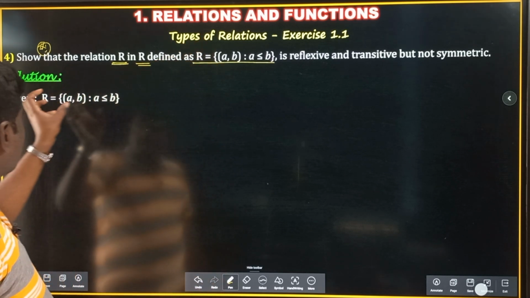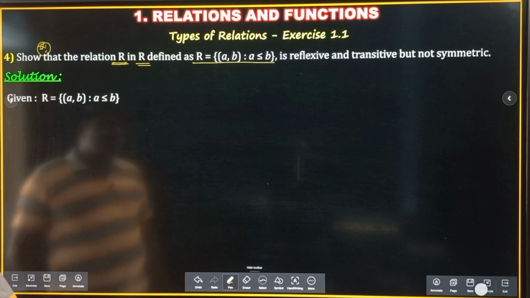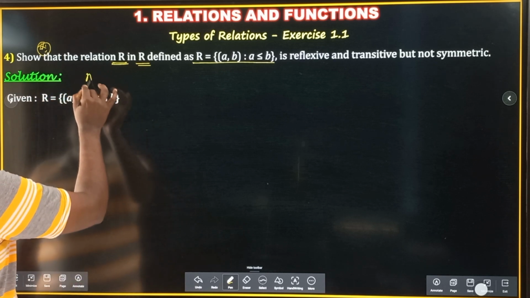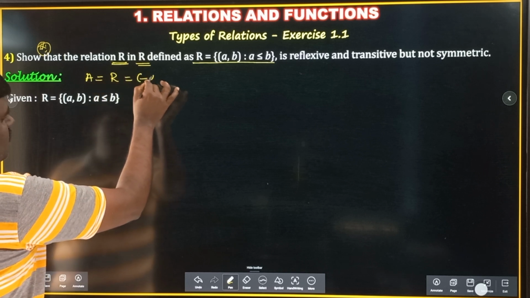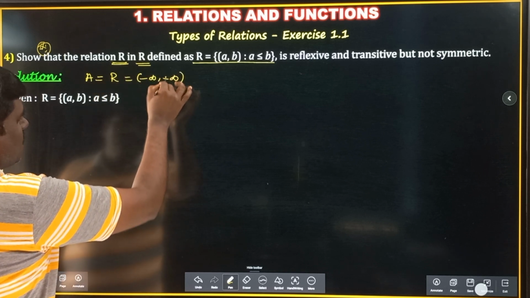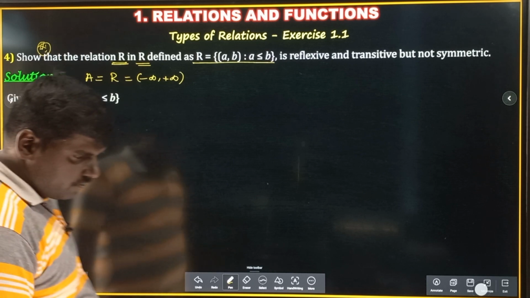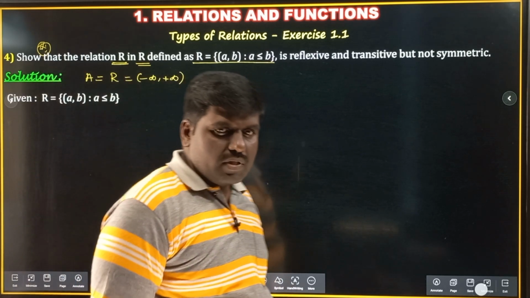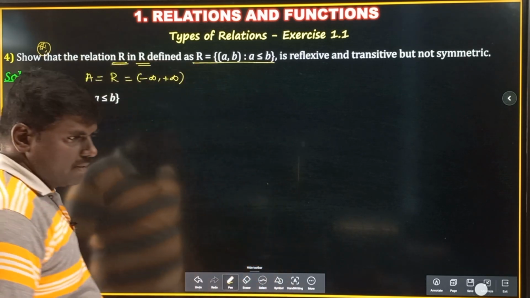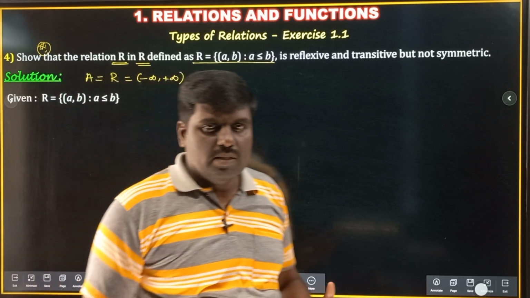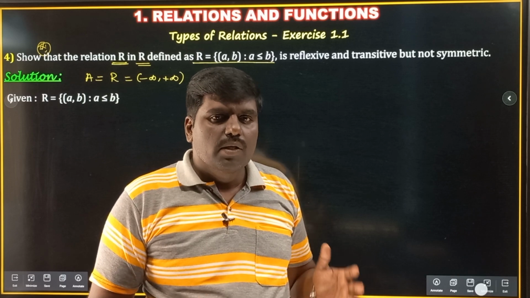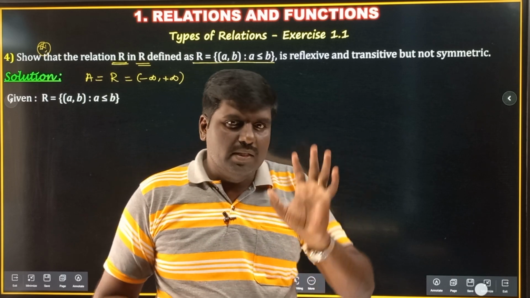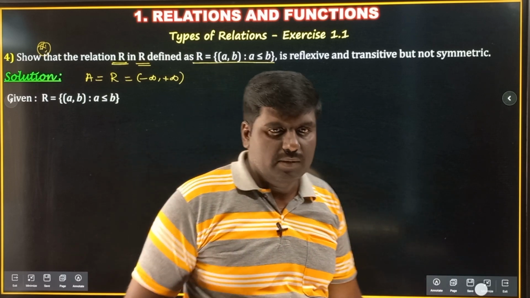As per the condition, the relation is (a, b) such that a ≤ b. Set A is the real numbers, R, the general form from minus infinity to plus infinity. First, reflexive, symmetric, transitive. I already said that if a result is true, we give a general proof in mathematics. If a result fails, we give a small counterexample.